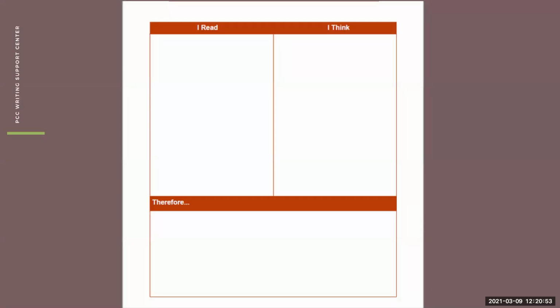On the screen, you will see a graphic organizer. So this graphic organizer is split into two columns. One half has the I read, so this is where you will keep note of the key lines that you have noted. On the right, it says I think, so this is where you will write in your thoughts, your interpretation. And then at the bottom, it says therefore, and this is where you will write your conclusions, your interpretation, and your arguments.